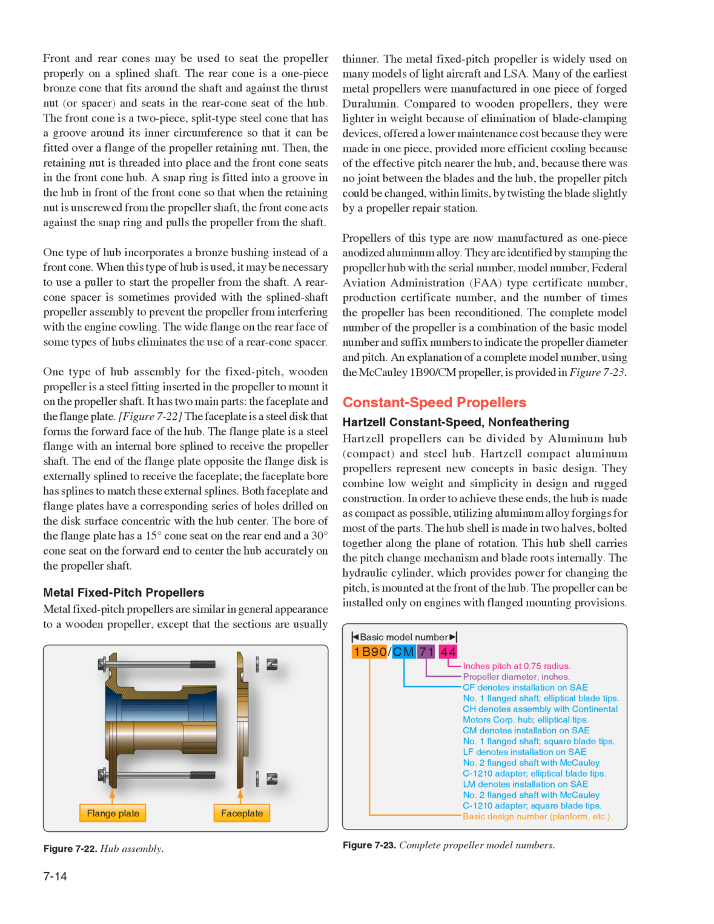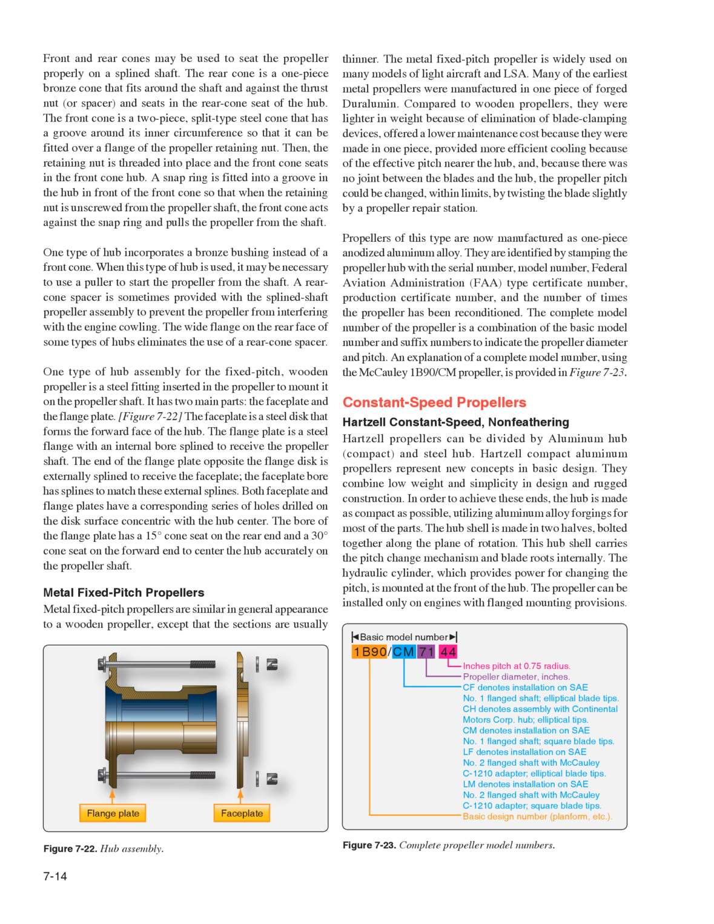A snap ring is fitted into a groove in the hub in front of the front cone so that when the retaining nut is unscrewed from the propeller shaft, the front cone acts against the snap ring and pulls the propeller from the shaft. One type of hub incorporates a bronze bushing instead of a front cone. When this type of hub is used, it may be necessary to use a puller to start the propeller from the shaft. A rear cone spacer is sometimes provided with a splined shaft propeller assembly to prevent the propeller from interfering with the engine cowling. The wide flange on the rear face of some types of hubs eliminates the use of a rear cone spacer.